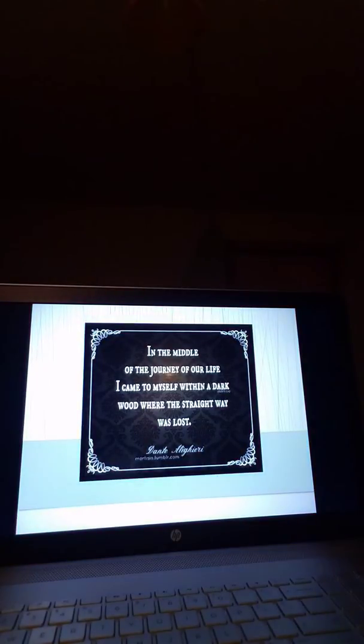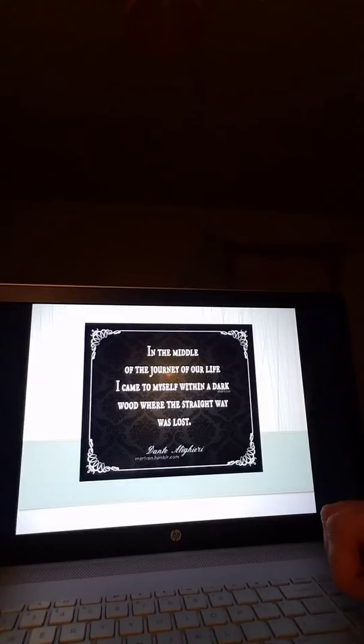This was a quote that I found by Dante Alighieri. "In the middle of the journey of our life, I came to myself within a dark wood where the straight way was lost." This really just drives home my point about how his writing style is kind of old, and it also challenges you to think, what does this mean? What's the true meaning of it, and what was he trying to get across?